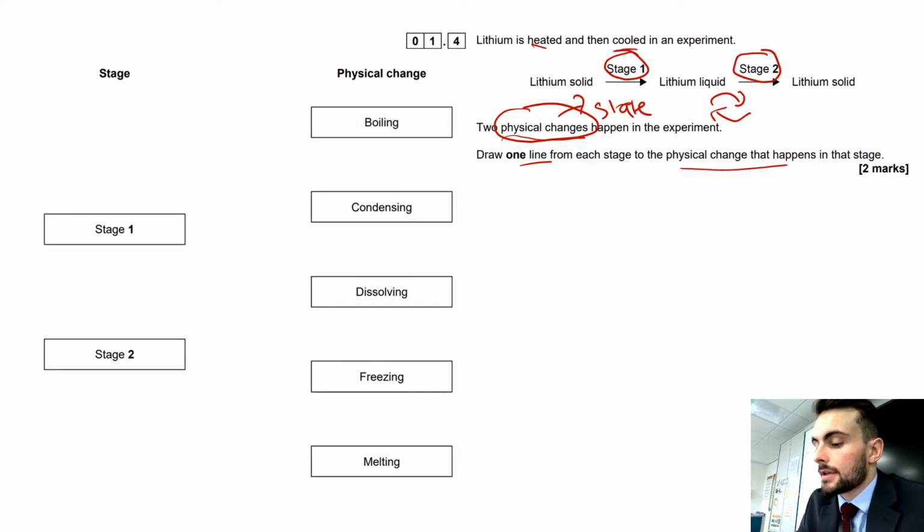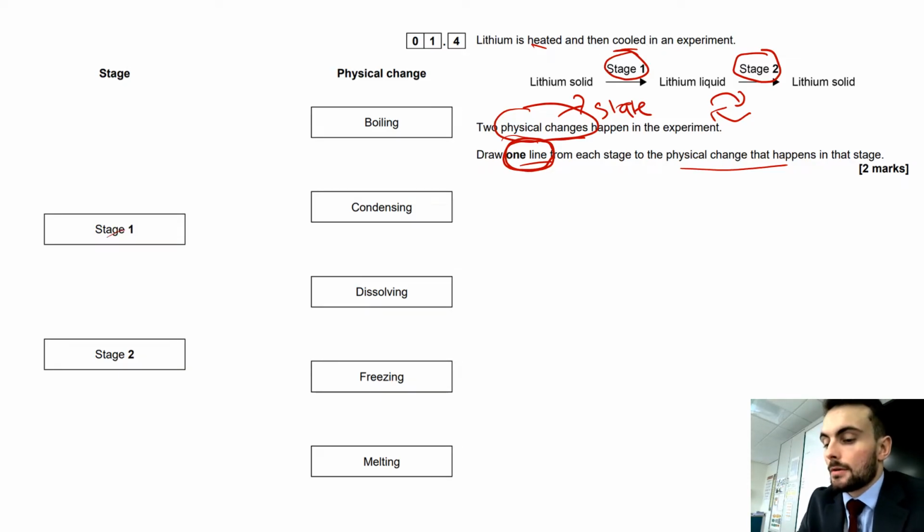Be very careful with this, because especially people on foundation have a tendency to not read the question and then they'll draw more than one line. Draw one line. You can lose all of the marks by doing too many lines, just by not reading the question carefully. So make sure you only draw one line.